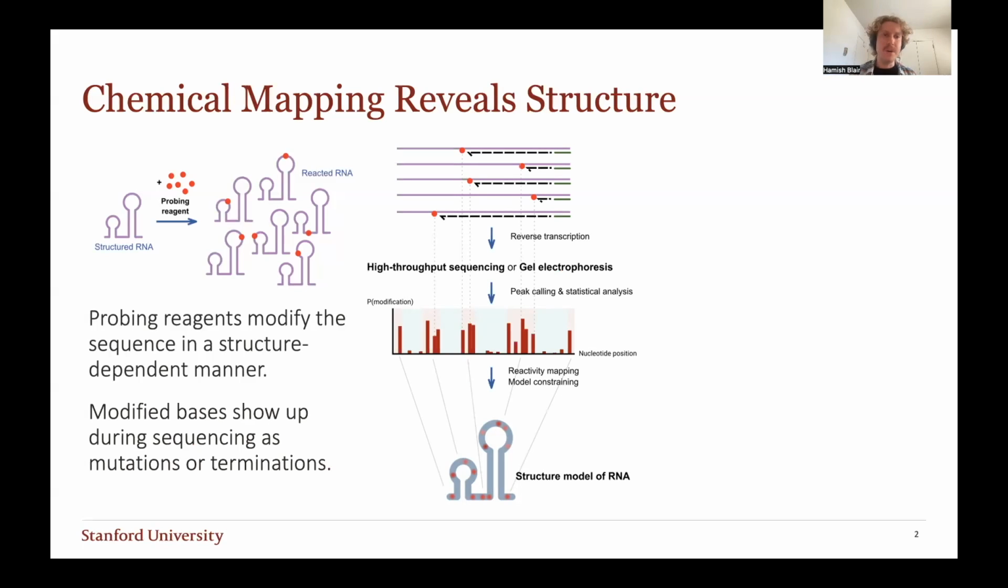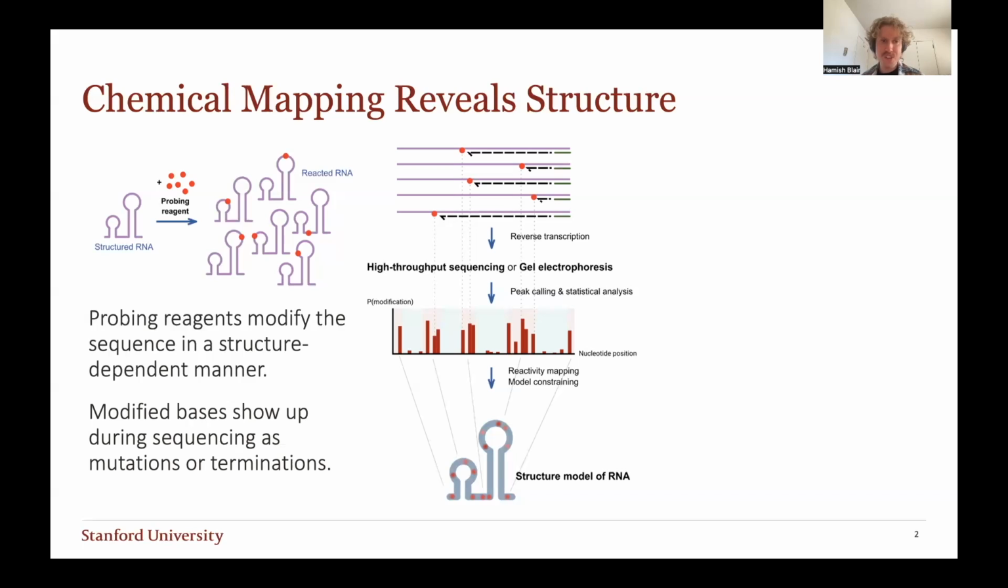And when we sequence it, what happens is the reverse transcriptase goes backwards through the RNA until it hits one of these modified bases. And one of a couple of things can happen. Either it falls off and the sequencing read ends there, or it puts in a mutation, an insertion, or a deletion. No matter what the case is, we can align these sequencing reads to the original RNA of interest, and that'll tell us the locations of these mutations and the locations of where the RT fell off, which correspondingly are the locations where the probing reagent has reacted.